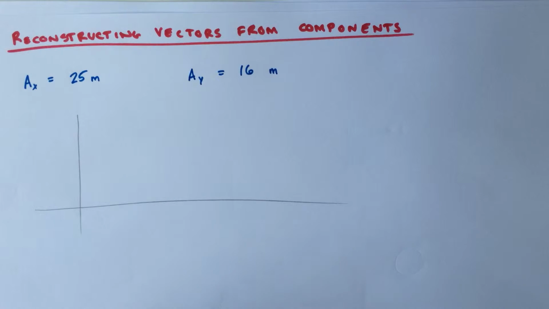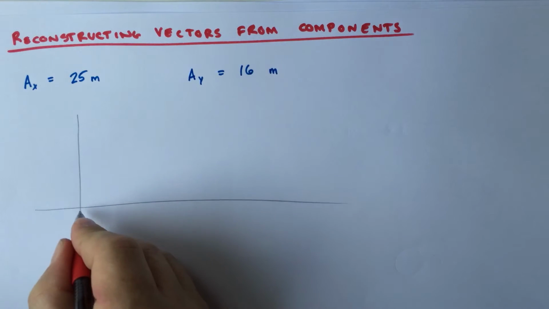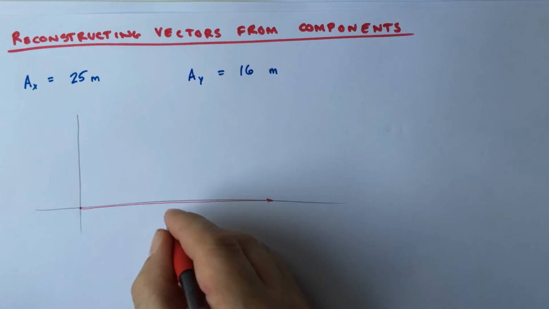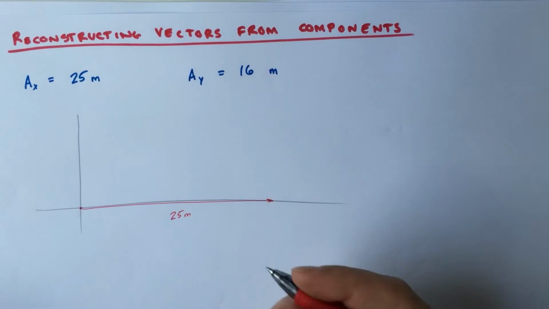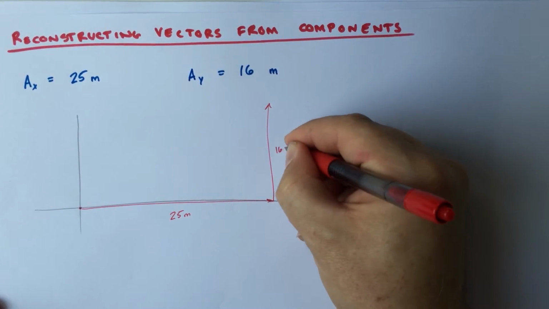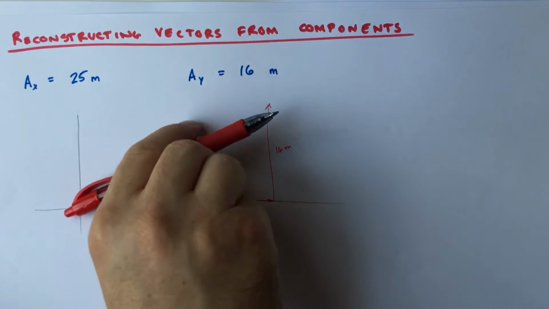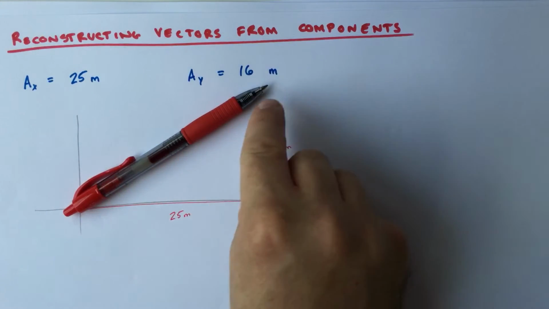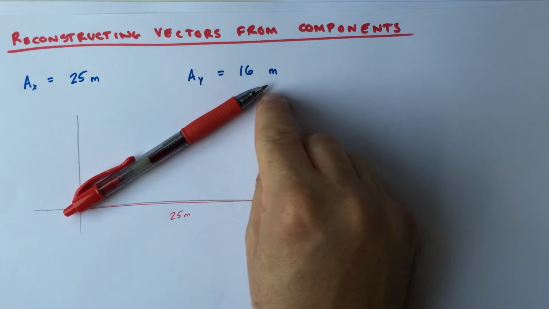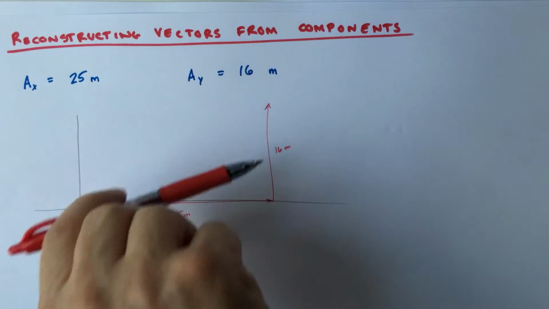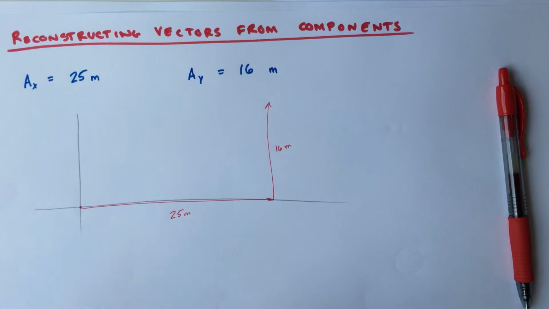And if Ax is 25 meters, that's saying that the x component of our vector that starts here at the origin has to be over 25 meters. And the y component has to be up 16 meters. So our vector needs to be something along the lines of that, right? It needs to be directed in this direction, and maybe we can draw what that would look like.